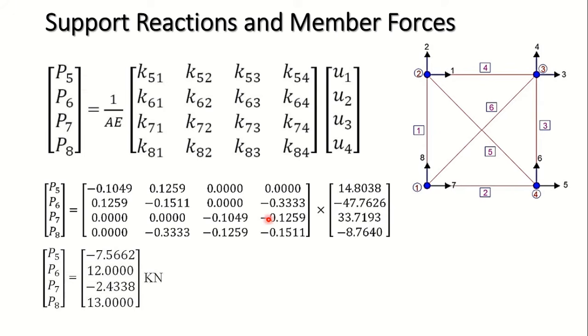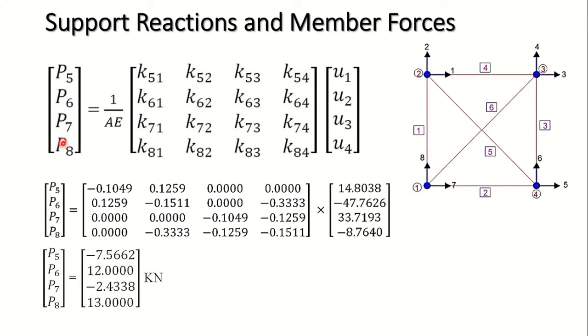The reactions over here are at these two joints, 1 and 4. So we need to find these forces corresponding to coordinates 5, 6, 7 and 8, so P5, P6, P7, P8. At these joints, what forces are developed? They are nothing but the reactions of the supports.